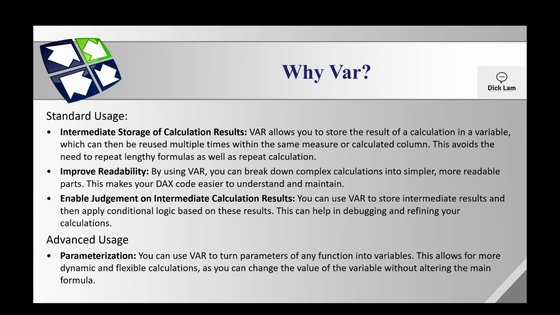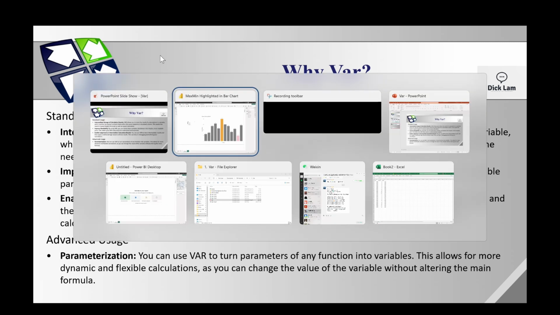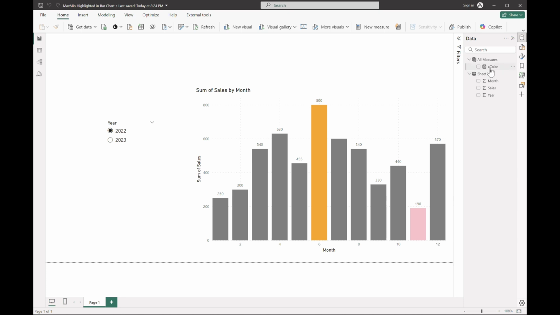Remember, when I talk about the advanced usage, the major advantage is parameterization. That means VAR can turn parameters of any function into variables. Now remember, when we are doing the IF, you already see that we can do that with VAR. And how about in SWITCH? Yes, we can do it. All right, then we go back to the DAX.